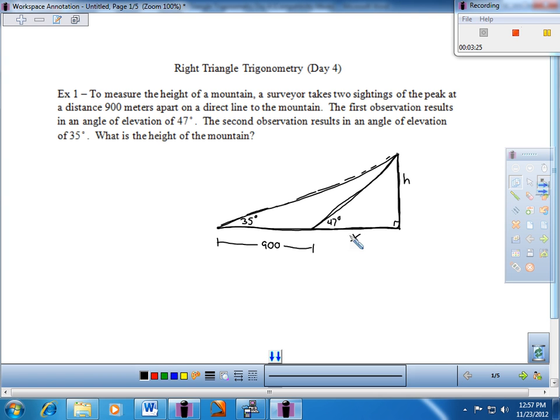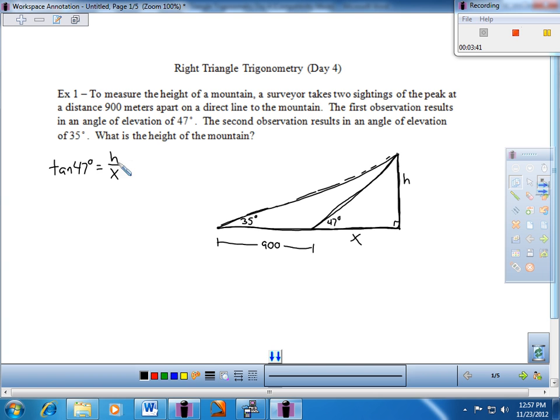I have two variables, but I'm going to at least set up an equation here and go with it. I'm hoping you would all agree with me that it is the tangent of 47 degrees that is equal to that height over the adjacent side there, which I called X. So I have tangent of 47 equals H over X. Now, of course, one equation in two variables is no good. It doesn't allow us to solve for H.